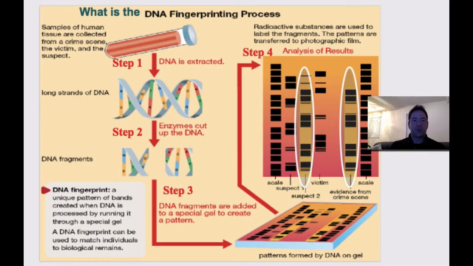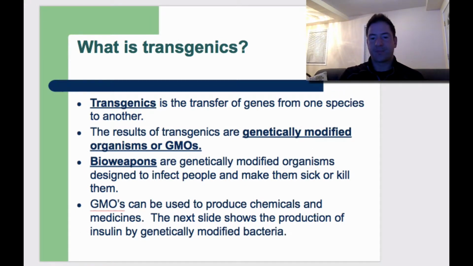Now, the next one that we're going to talk about is transgenics, and transgenics is going to be your GMOs, your genetically modified organisms. A great example of this is frost-resistant tomatoes. You add the gene for frost resistance into the tomato, you get frost-resistant tomatoes. It's pretty neat what they can do.